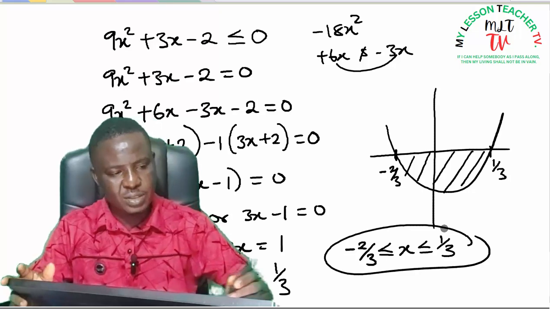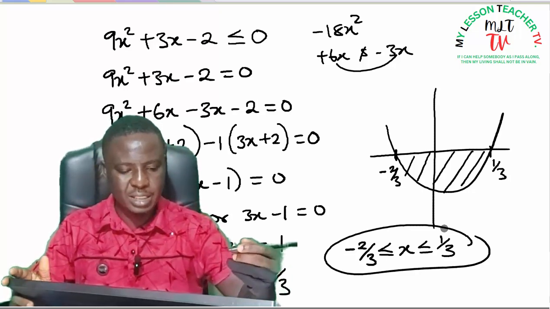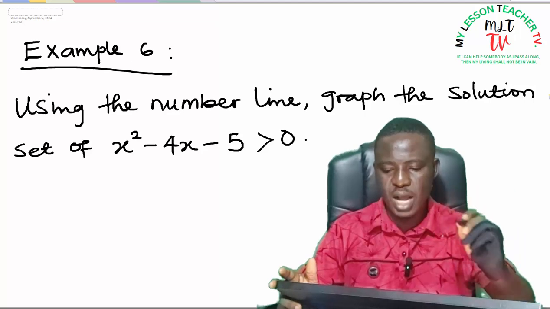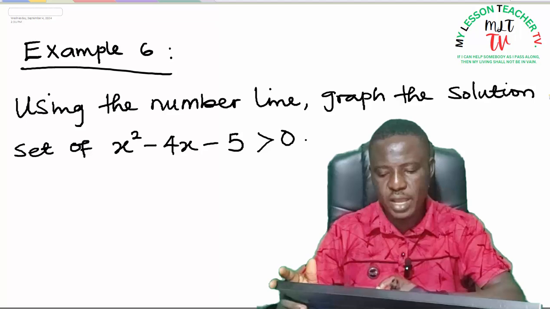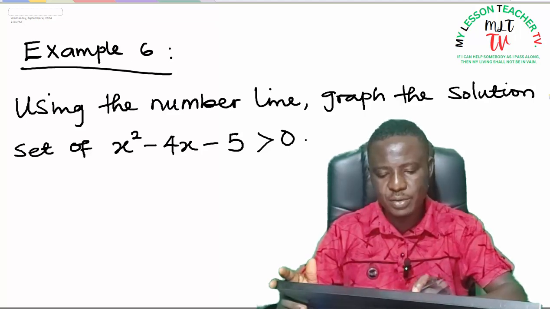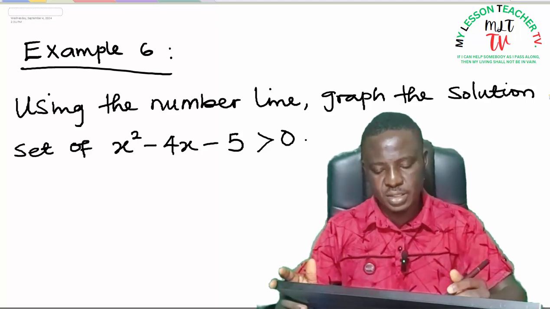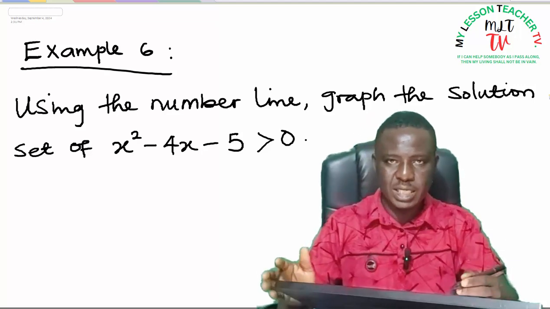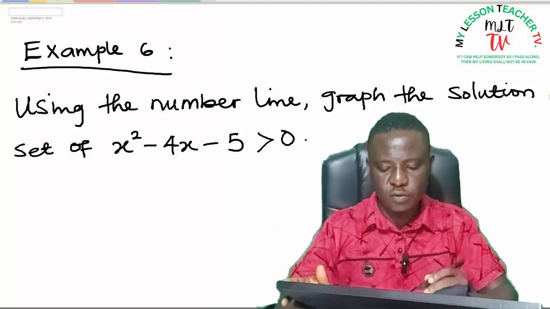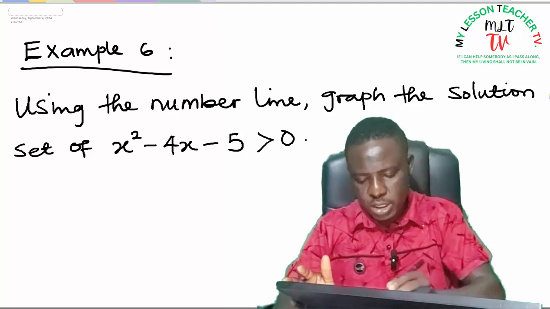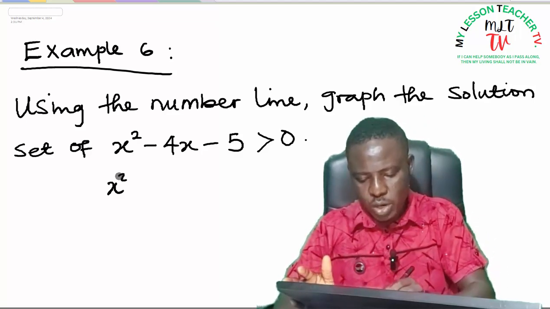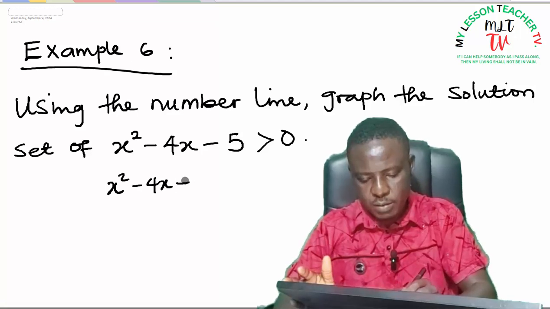We shall now take example 6. In example 6, we are asked to, using the number line, graph the solution set of x squared minus 4x minus 5 is greater than 0. So just like we did in other examples, we shall first of all look for the zeros of the inequality, which is x squared minus 4x minus 5 is equal to 0.